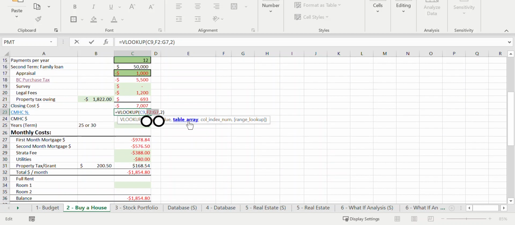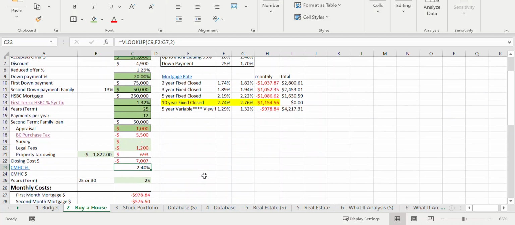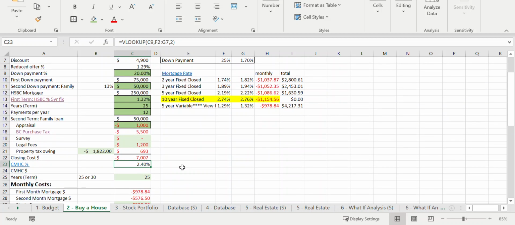All right, and from there, it says, what column do you want to display? Well, I want to look up this 20% in here, and there it is, and I want to display what's in the second column. I want that number, 2.4%. And that's what I get, 2.4%. So that's how vertical lookup works.